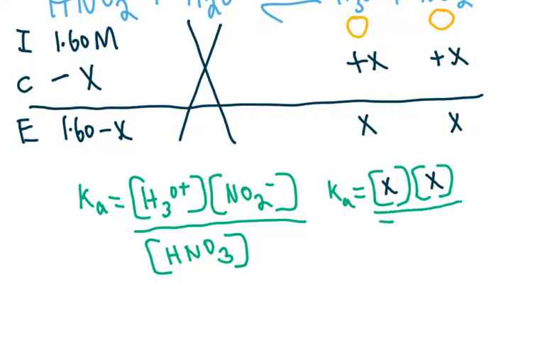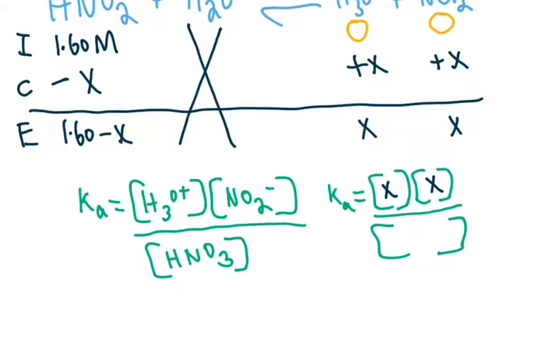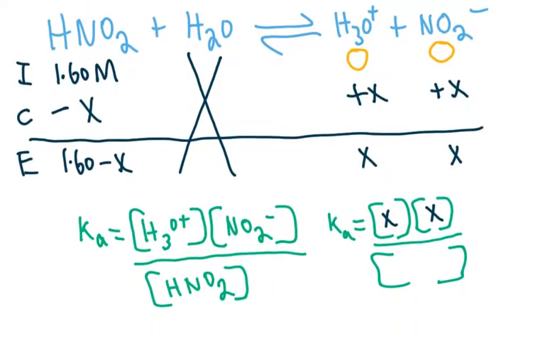Then we divide by the concentration of our nitrous acid, which is our weak acid that we see here. I just noticed that I put HNO3 for some reason. I don't know why. Sorry about that. It's supposed to be HNO2 because that's the formula for nitrous acid. Hopefully I don't make that mistake again. So then divided by our concentration for nitrous acid, which is 1.6 minus x.